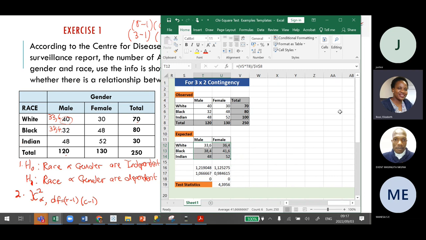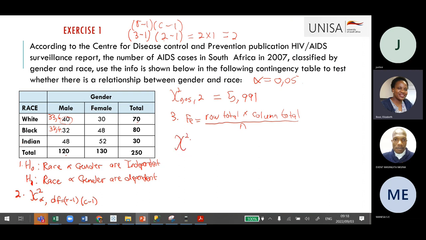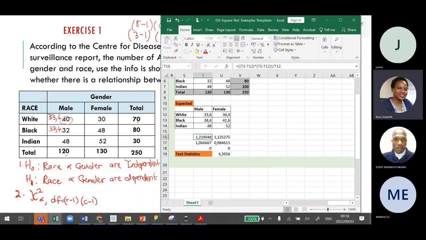Now, with your expected values, this calculation goes and calculates your test statistic. So what does this calculation do? It is calculating your test statistic, which is the sum of your observed value minus your expected value, squared, divided by your expected value. So it takes 40 minus 33.6, squared, divided by 33.6, and then it gets this answer that we have here.